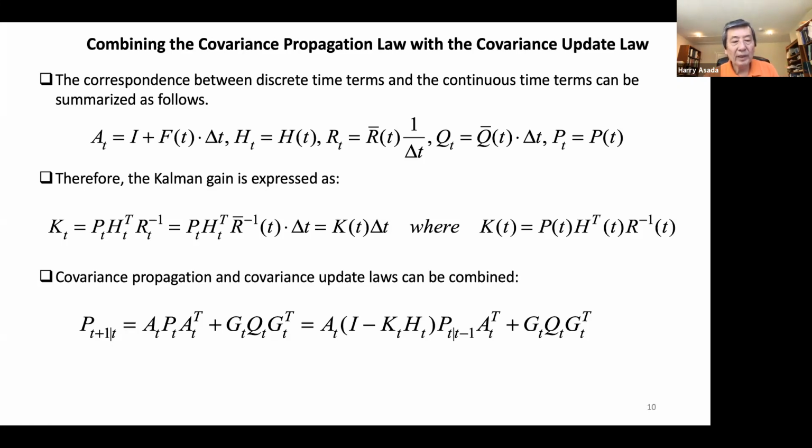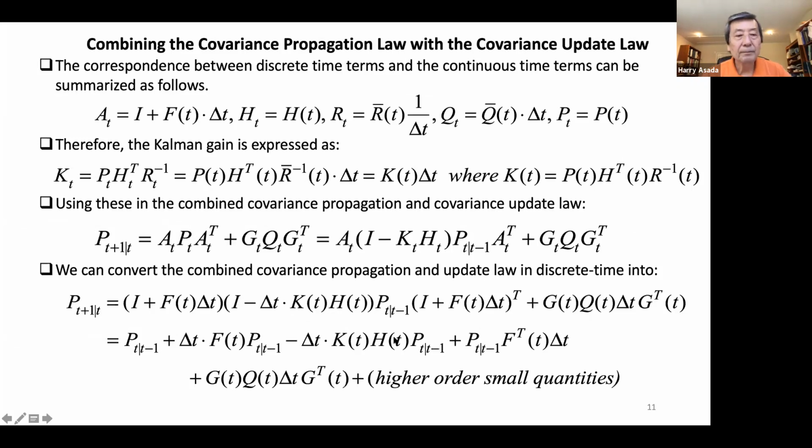Now, covariance propagation and covariance update laws can be combined. We use this one a little bit later, but let me just first show this. I know this is the error covariance propagation law, right? We know it. Now, PT is basically I minus KT, PT given T minus 1. So I just substitute this one into this. This is to show directly the transition from a priori error covariance PT given T minus 1 to PT plus 1 given T, one time step ahead through this stuff.